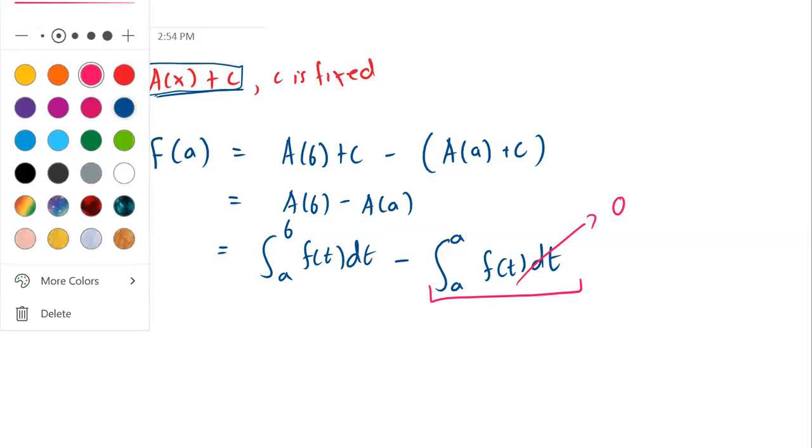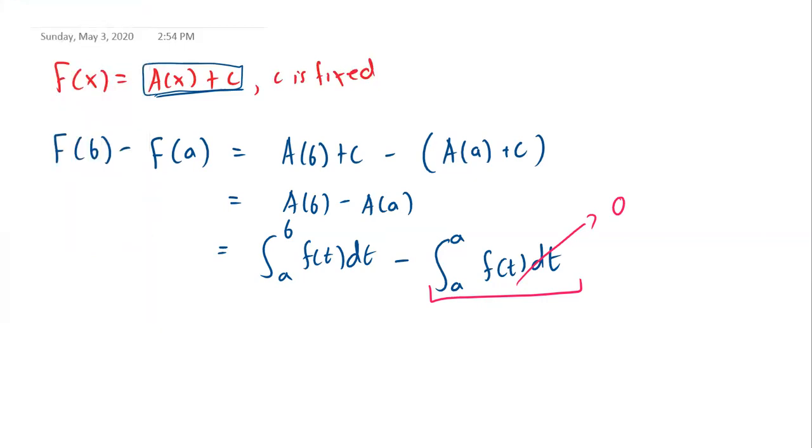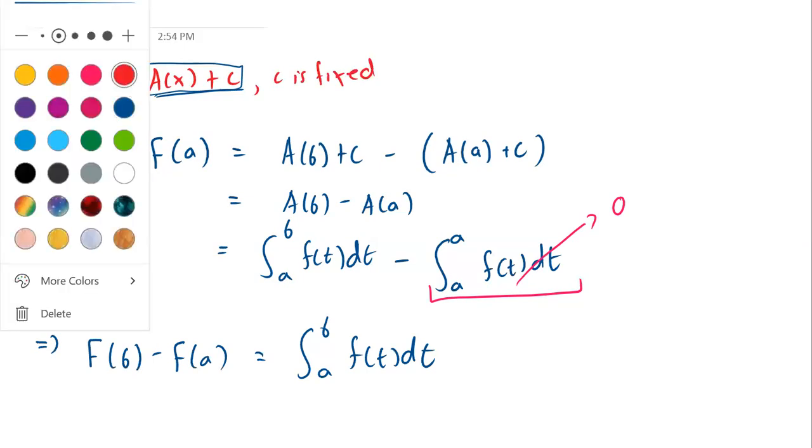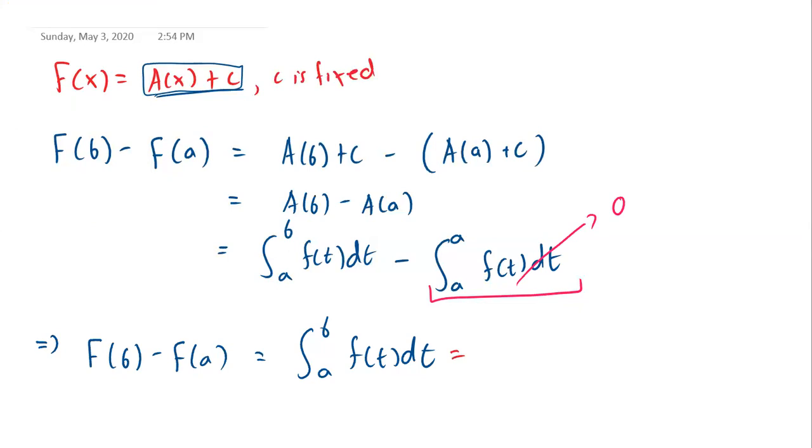So what do we conclude here? See the equalities that we have. We conclude that F of b minus F of a equals the definite integral from a to b of f of t dt. Now, here there's no more constant x on the upper bound, so here we can just use any variable we want.